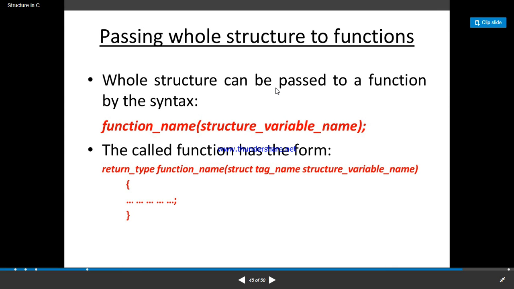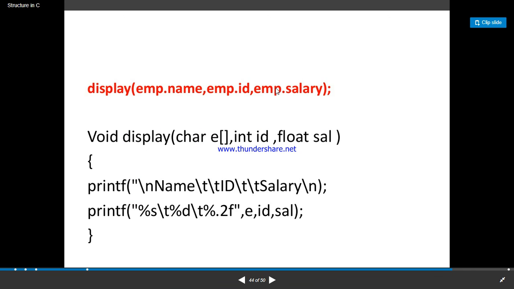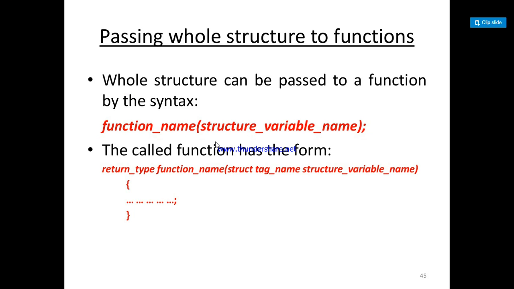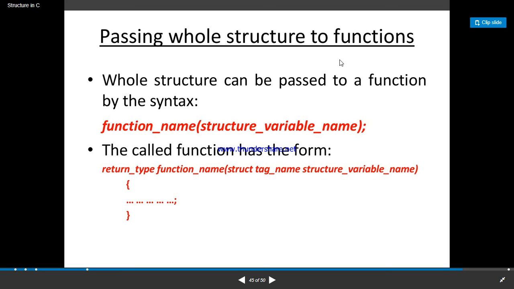How can we pass the whole structure? In the previous slide, we passed individual elements to the function. Next, how can we pass the whole structure to the function? It is the function name and the structure variable name. That's all. Return type: as usual, the function should contain the return type and then function name and the arguments. Here the argument is a structure type argument, so we give struct and then argument name. That's the name of the structure and then structure variable name.